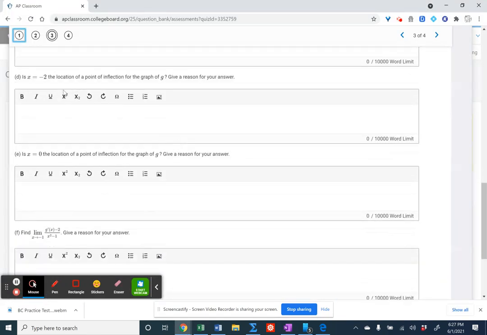Moving on to D: is x equals negative 2 the location of a point of inflection for the graph of g? A lot of you didn't answer this one very well. A lot of you thought that just because g double prime of negative 2 does not exist, that it automatically guarantees a point of inflection. No, we need to see a change in concavity, but since we don't have g double prime, we're just going to look at the graph of g prime and make the connection.